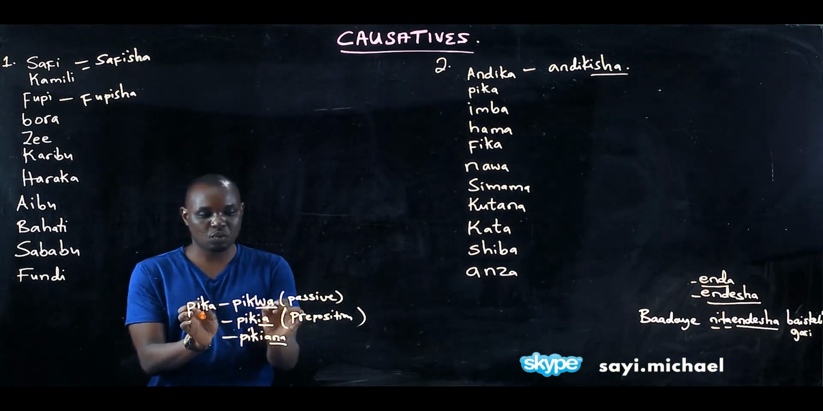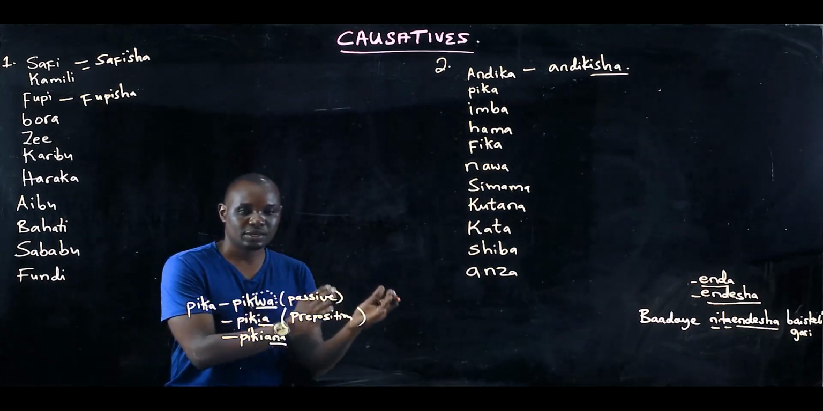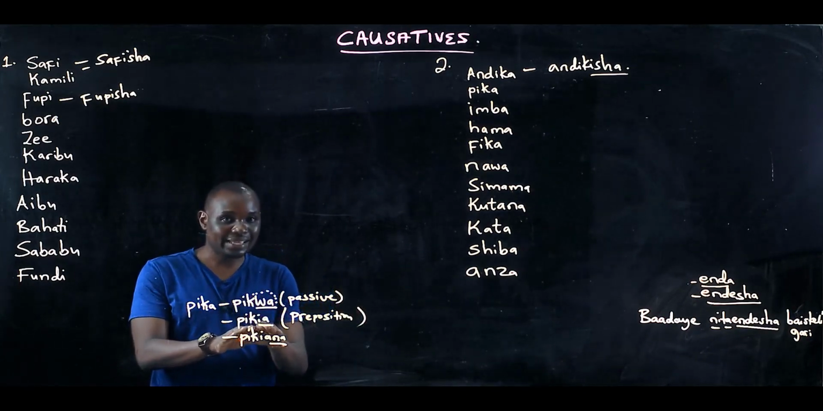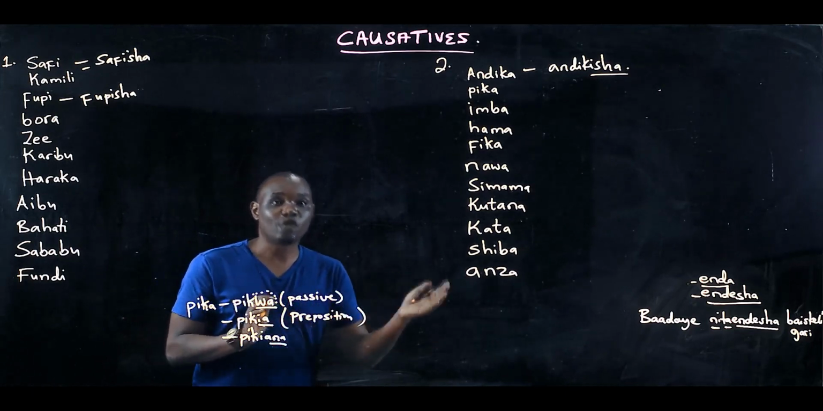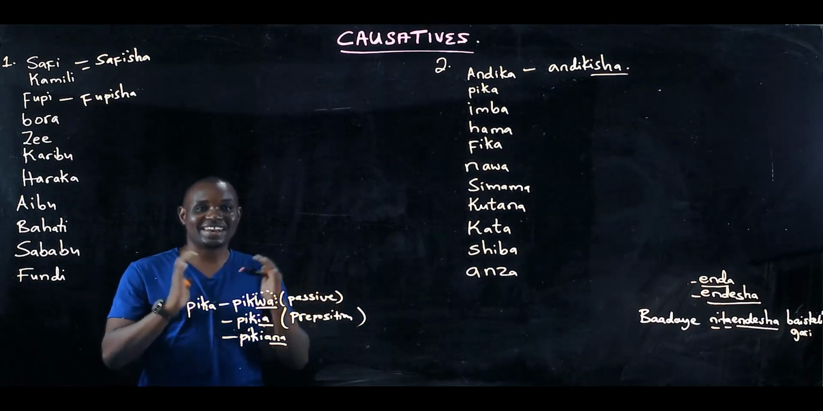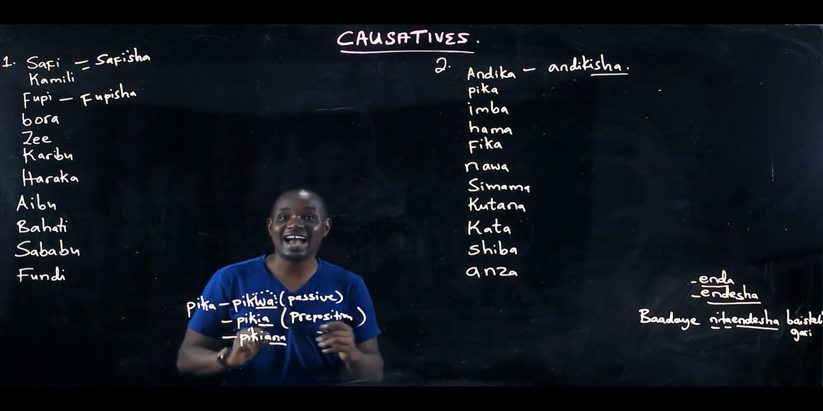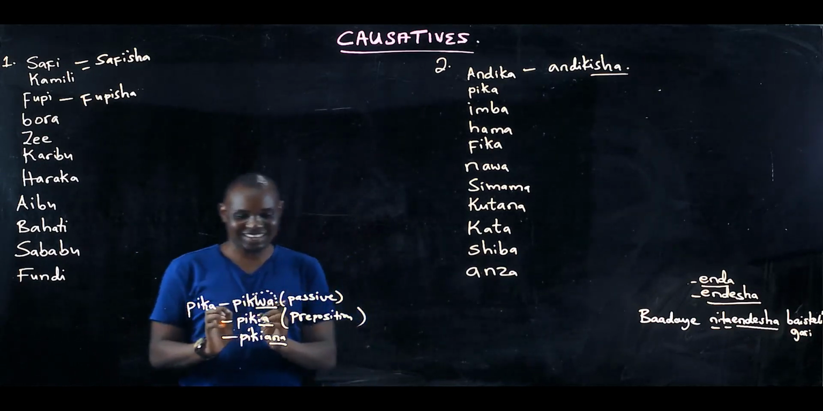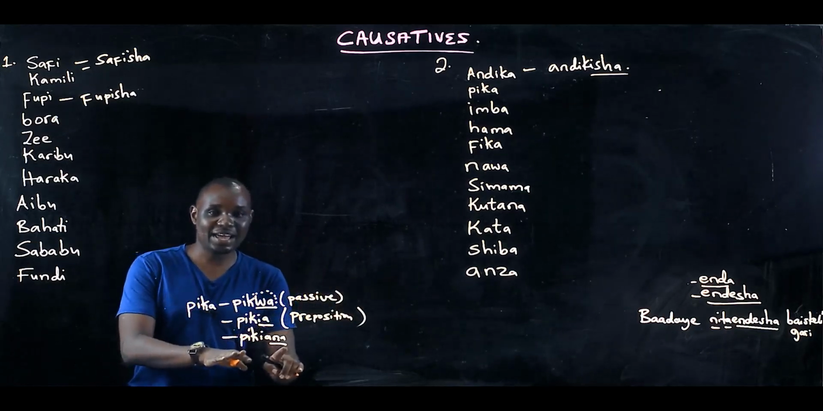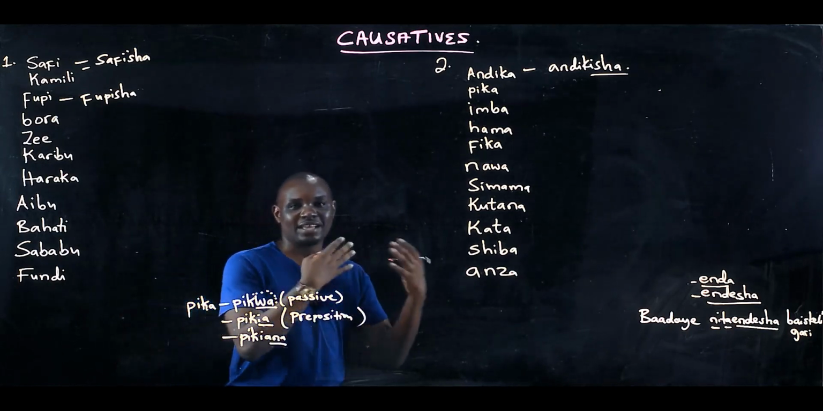Sometimes a verb can end with wa. Pika is to cook. Pikwa, to be cooked. Pikia, to cook for someone. Like, this weekend, I'll cook a nice food for you. Weekend hii, nitakupikia chakula kizuri. Nitakupikia, I'll cook for you. Pikiana, me and my friends, we cook dinner for each other.